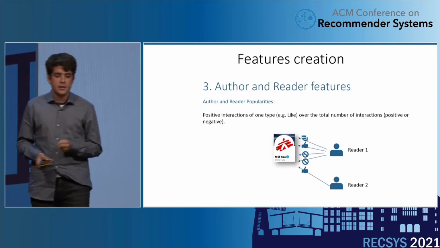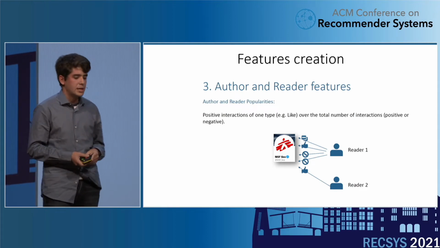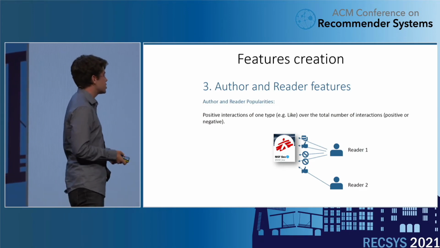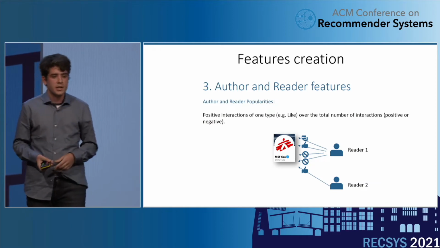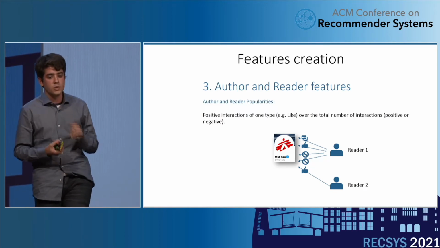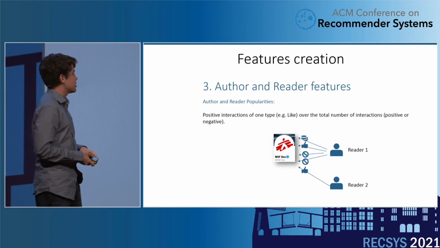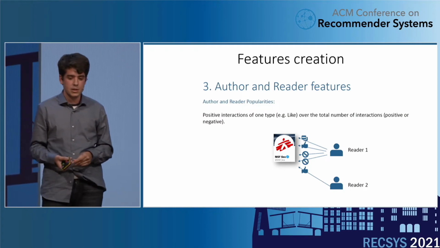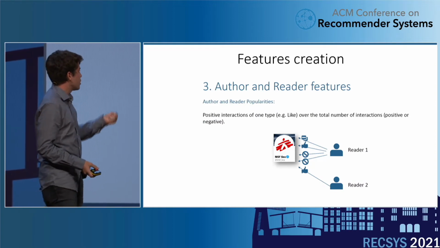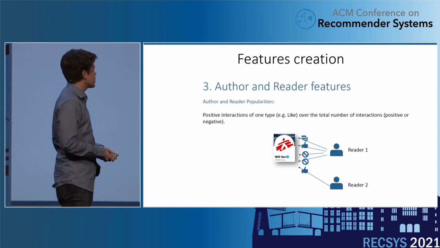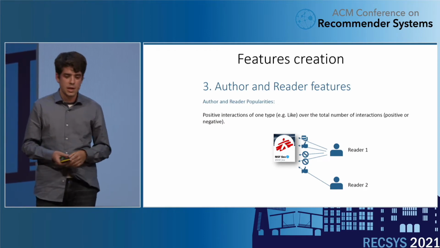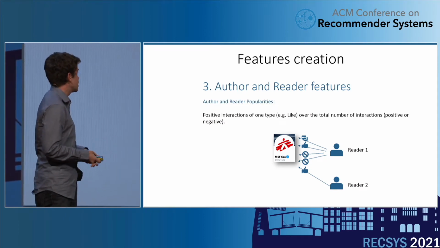So here are the popularities, or the features that are related to the authors and readers. In this case, we have an author that has 5 interactions and 2 readers. We can count the like popularity of an author as 2/5, because it receives 2 like interactions over a total amount of 5 interactions. We also used the negative interactions here. And in the case of the reader, if we want to compute, for example, the popularity of reader 1 with respect to the like engagement, it will be 1/4, because it gives 1 like over the 4 total samples in which they appear in the data set.